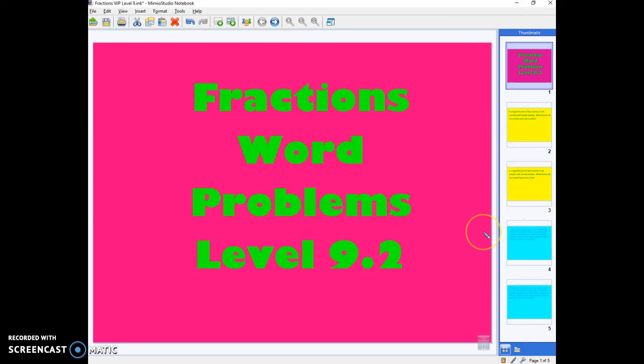You have made it to the last level of fractions. Let's see if you can conquer these problems. I'm just playing with you guys, but you have made it to the last level, level 9.2 of fraction word problems. You've learned so much about fractions, and let's apply it all here on our last level. So let's take a look at what you'll encounter here.